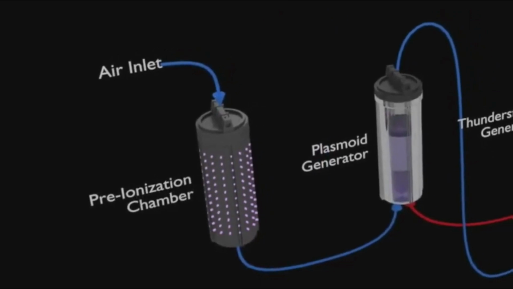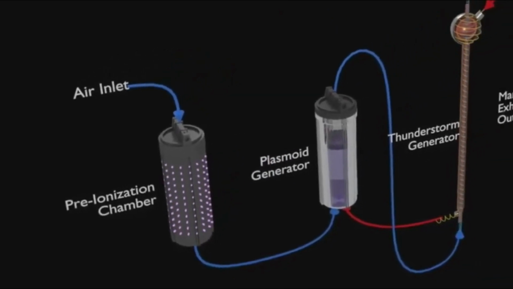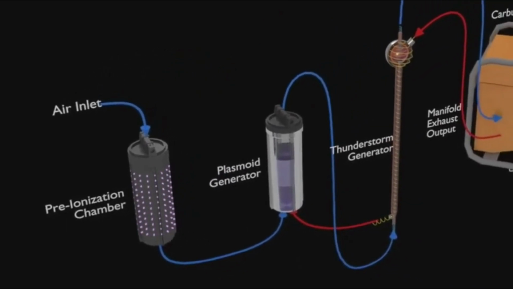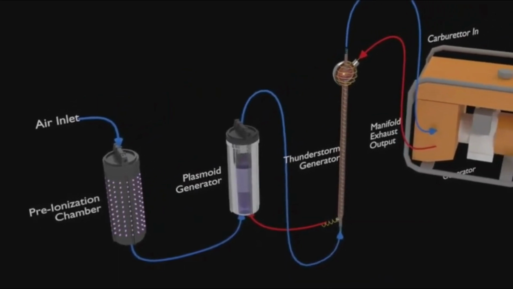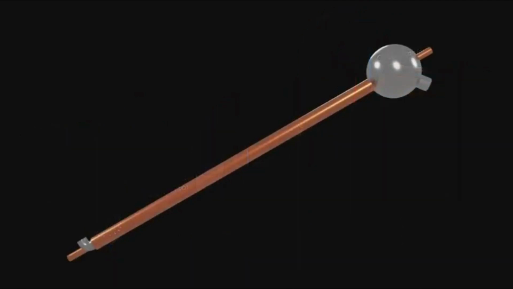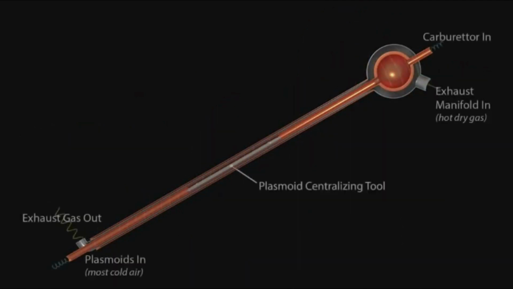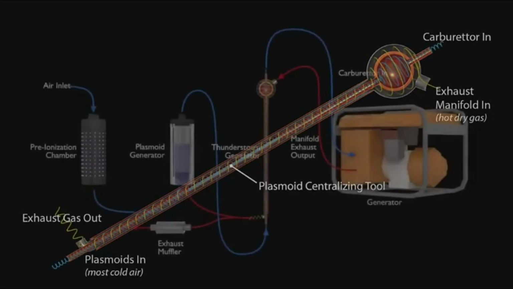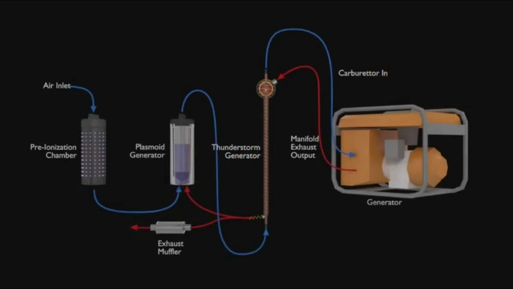The pre-ionized air amplifies the atomic effect, as it is resonant with the frequency generated by the zero point of a collapsing cavitation bubble. These plasmoids are then drawn into the center of the thunderstorm machine, which counteropposes hot dry exhaust gas from an internal combustion engine against moist cold air induced by a vacuum created by the same motor. This creates free electrons, which are then captured by the plasmoids.